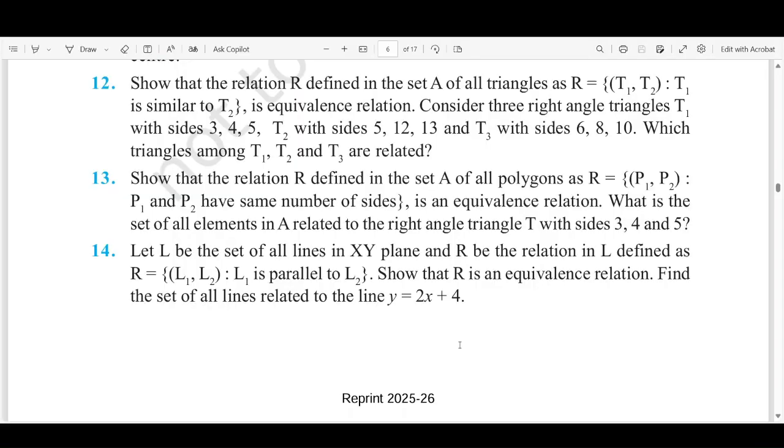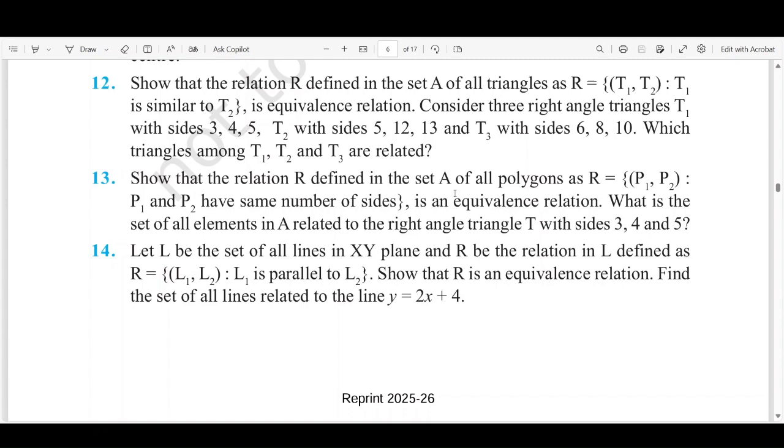Problem number 12. Show that the relation R defined in the set A of all triangles as R equal to set of all ordered pairs T1, T2 such that T1 is similar to T2 is equivalence relation. Consider three right angle triangles T1 with sides 3, 4, 5, T2 with sides 5, 12, 13 and T3 with sides 6, 8, 10. Which triangles among T1, T2 and T3 are related?